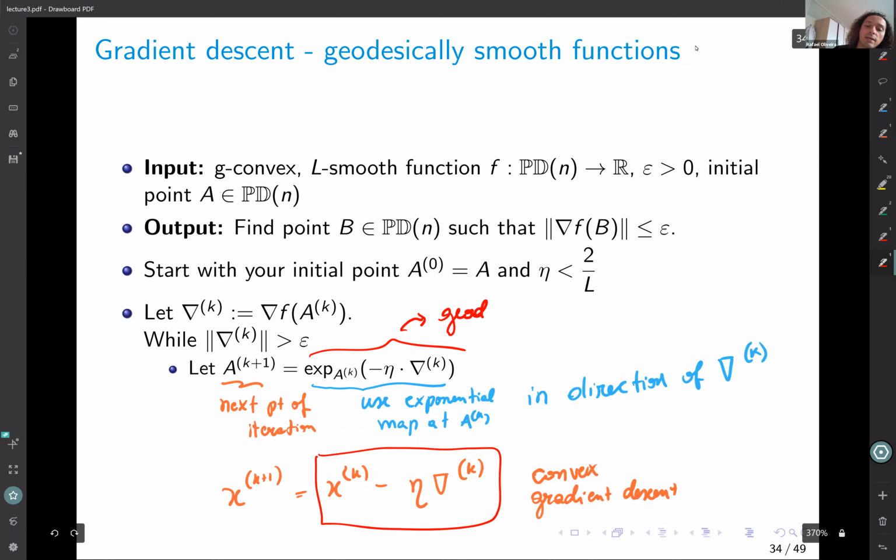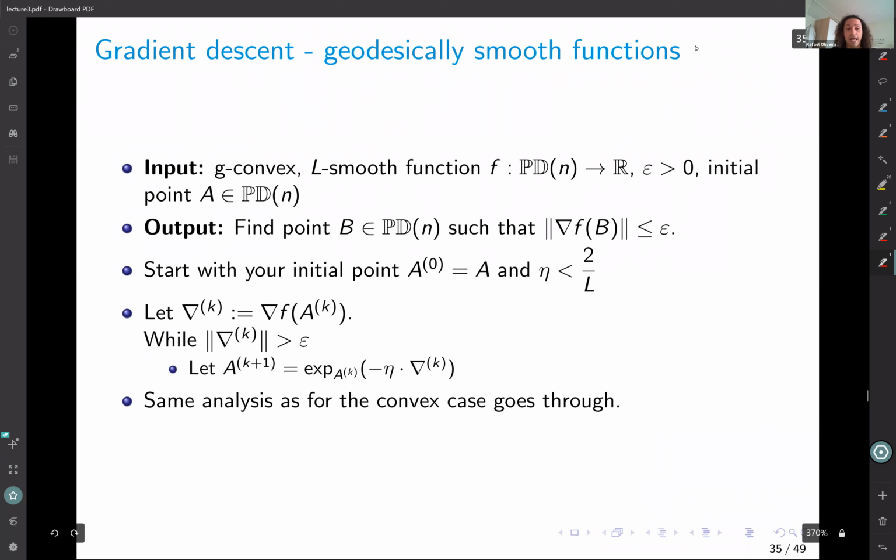That is the geodesic in the PD_n setting. That's the only modification we need to do gradient descent for geodesically smooth functions. The analysis of geodesic gradient descent is the same as for the convex case. For those of you acquainted with convex optimization, you can do this as a practice problem: show this.